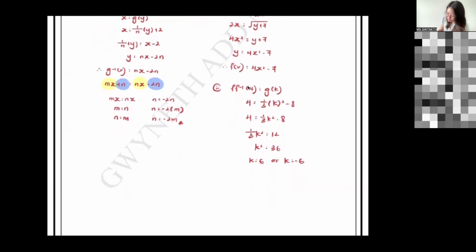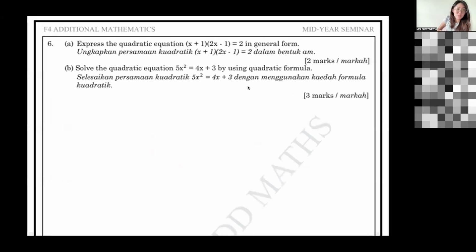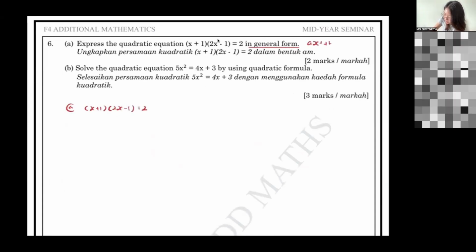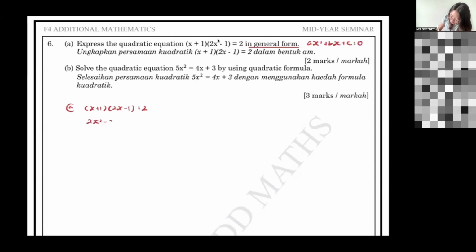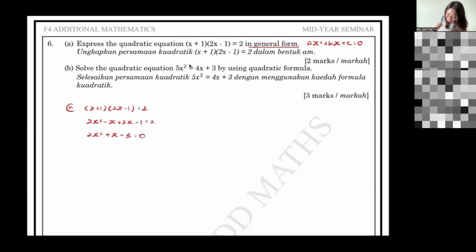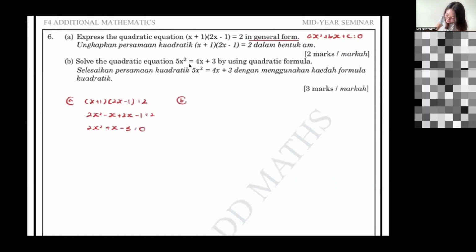Okay, now everybody, let us move on. Okay, next question. This will be on chapter 2 already. Now 6a. Quadratic equation, we have (x plus 1)(2x minus 1) equals 2. Now general form. General form is in the form ax squared plus bx plus c equals 0. You have to put it in this way. So this is 2x squared minus x plus 2x minus 1 equals 2. So 2x squared plus x minus 3. That's it. Easy, right? As easy as peanut.